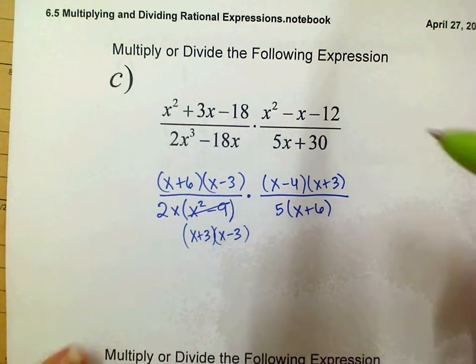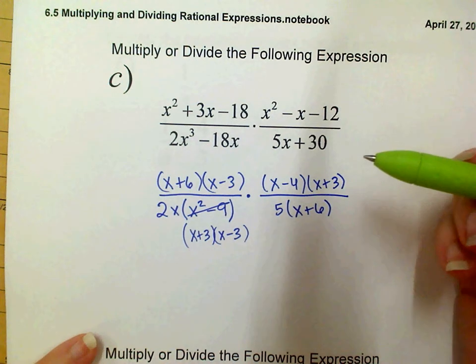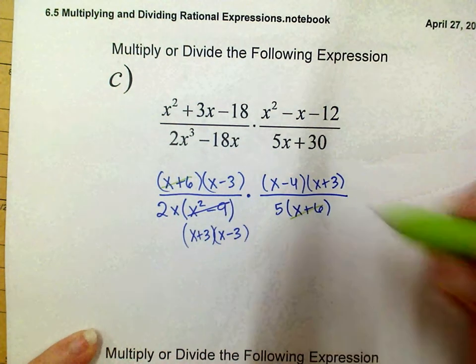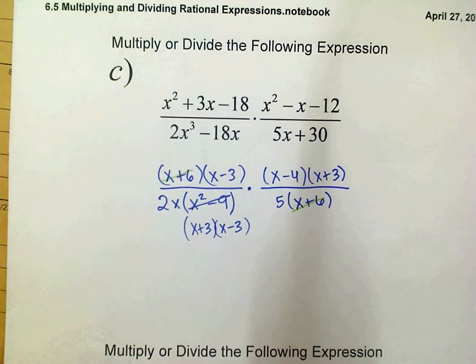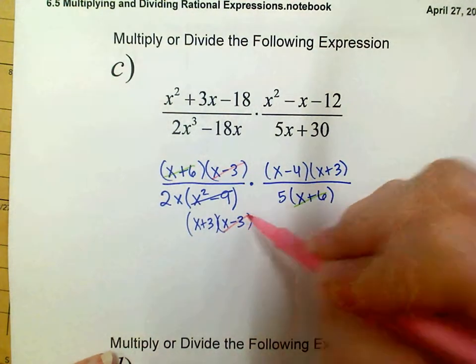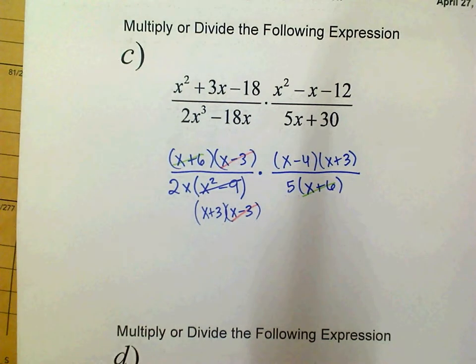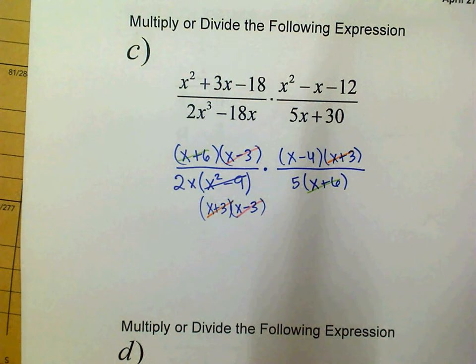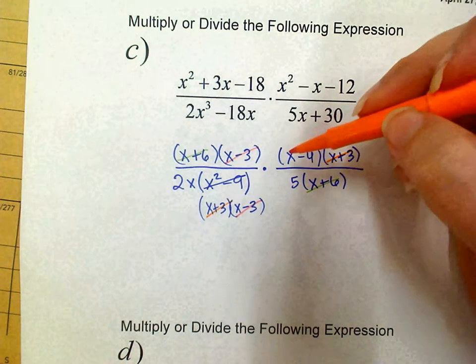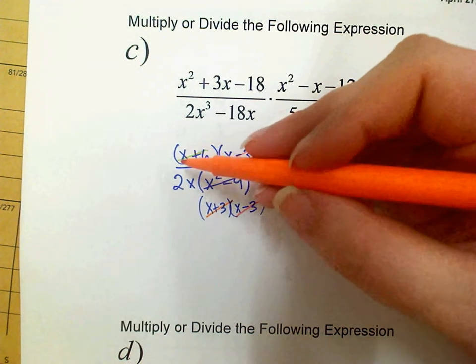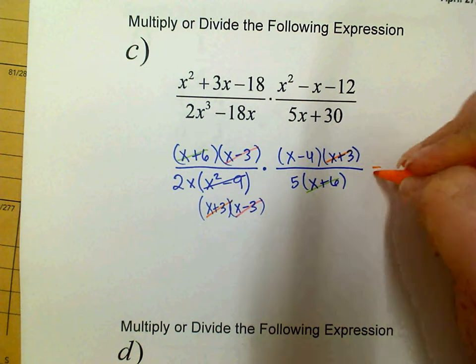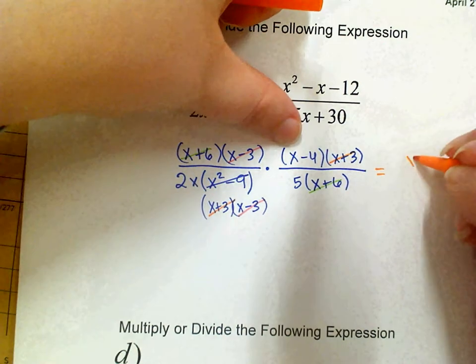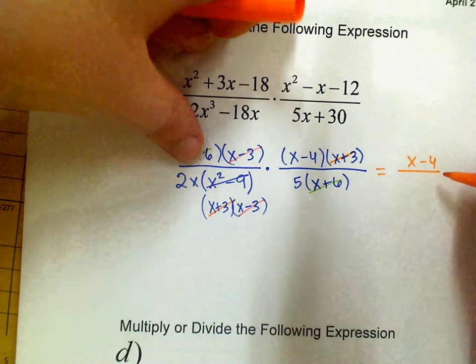So I notice that x plus 6 and x plus 6 cancel each other out. X minus 3 and x minus 3 cancel each other out. X plus 3 and x plus 3 cancel each other out. And the only thing I'm left with in the numerator was x minus 4, and in the denominator I've got a 2x and a 5. So my final answer is going to be x minus 4 divided by 10x.